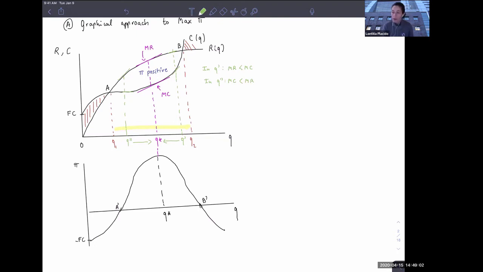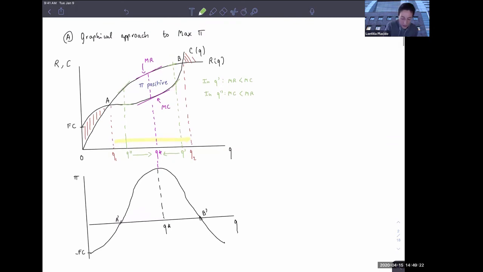Do you have questions on the graphical approach to profit maximization? Okay, so I have a question here. Yeah, all right. Because that's the calculus approach. So I'm going to move to the calculus approach to this.